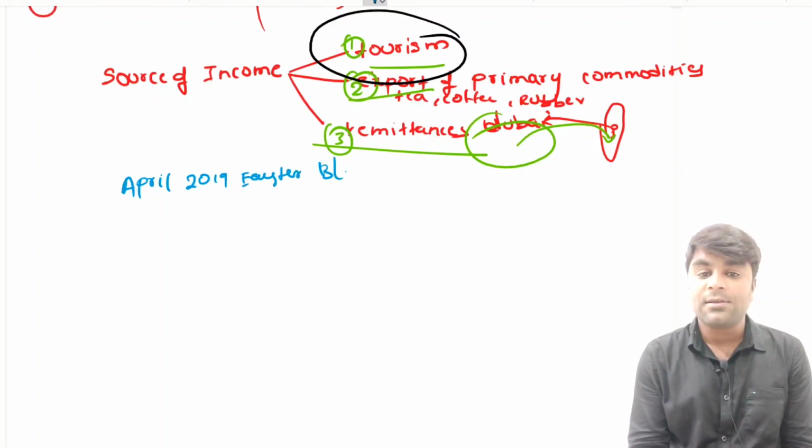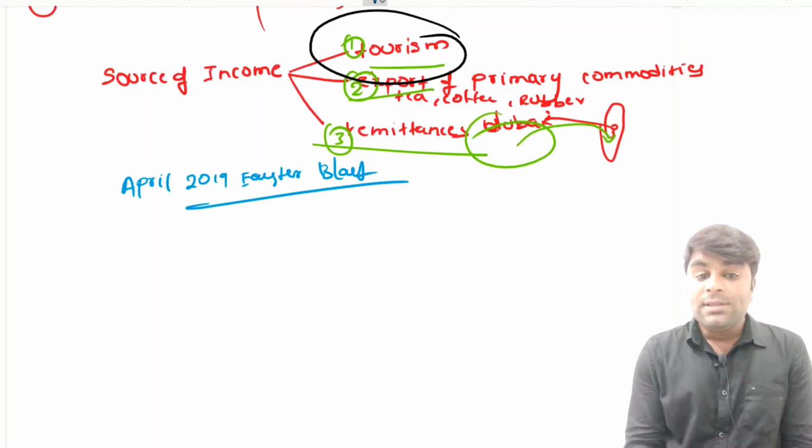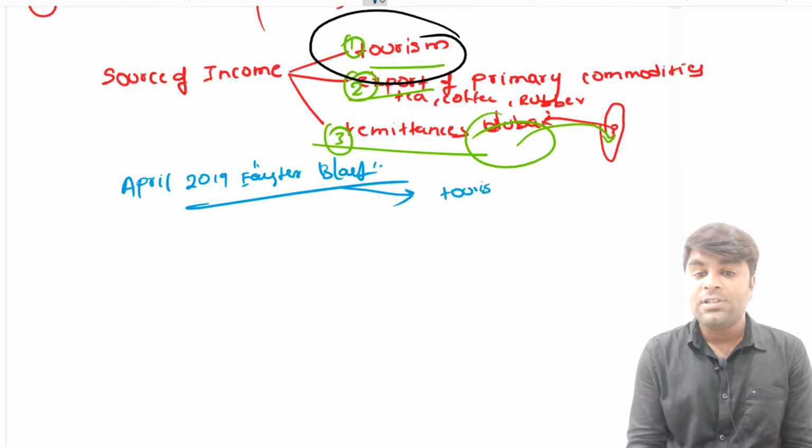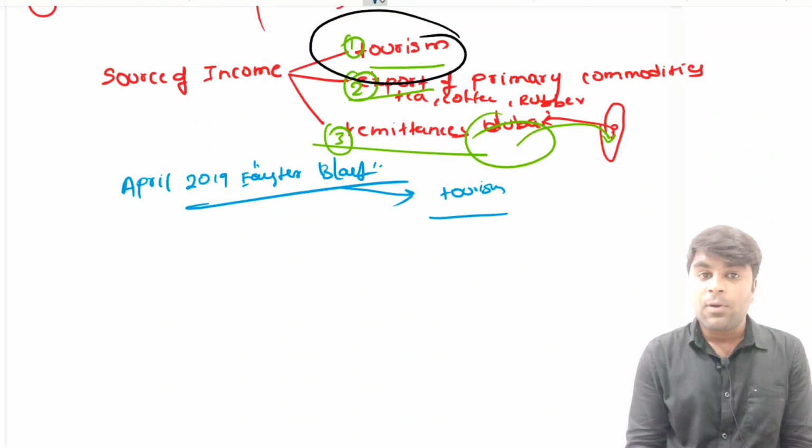The Easter blast happened in Sri Lanka. Due to this Easter blast, on the eve of Easter, a bomb blast happened in Sri Lanka. Now, due to this, tourism has fallen drastically in Sri Lanka. You need to understand one more important point here, and it's an interesting fact.